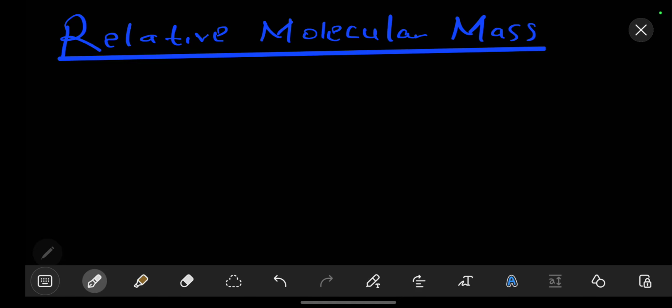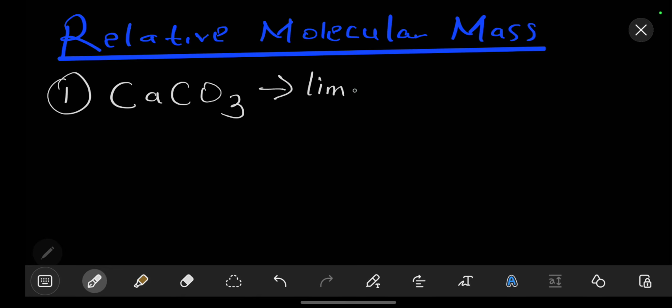To calculate the relative molecular mass of a compound, we need to write out the mass numbers of each element present in the compound. So let's start with this. The very first one we'll talk about is limestone. That is calcium trioxocarbonate 4. Calcium trioxocarbonate 4 is the IUPAC name. Then limestone is the common name. So it is essential that you know this dichotomy.